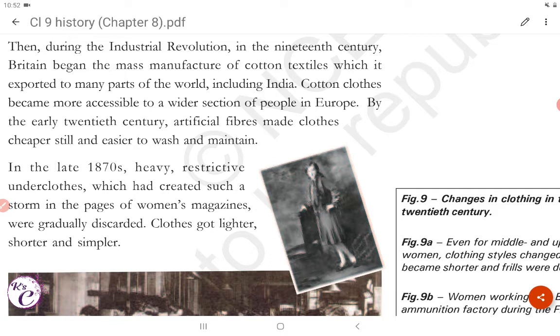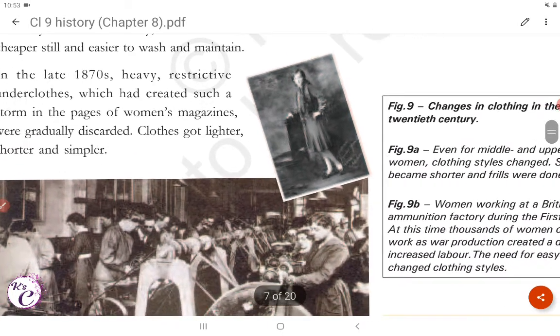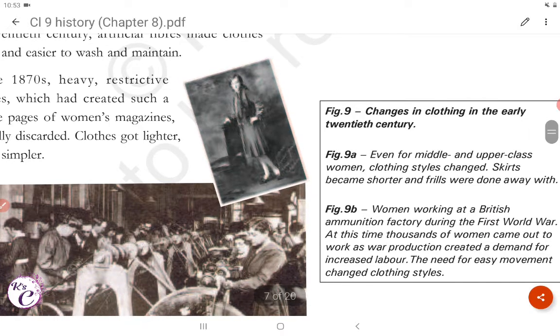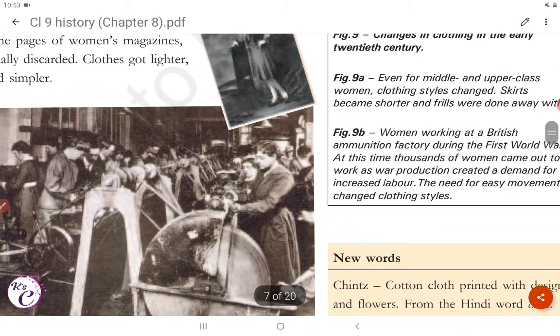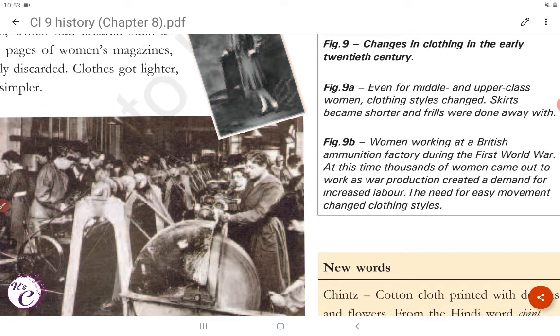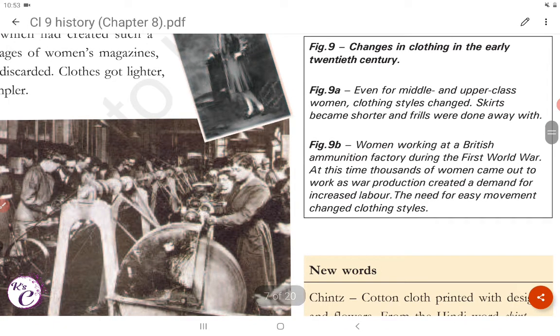In the late 1870s, heavy restrictive underclothes, which had created such a storm in the pages of women's magazines, were gradually discarded. Clothes got lighter, shorter, and simpler. So here are some examples. Figure 9, changes in clothing in the early 20th century. Figure 9a: even for middle and upper class women, clothing styles changed. Skirts became shorter and frills were done away with.